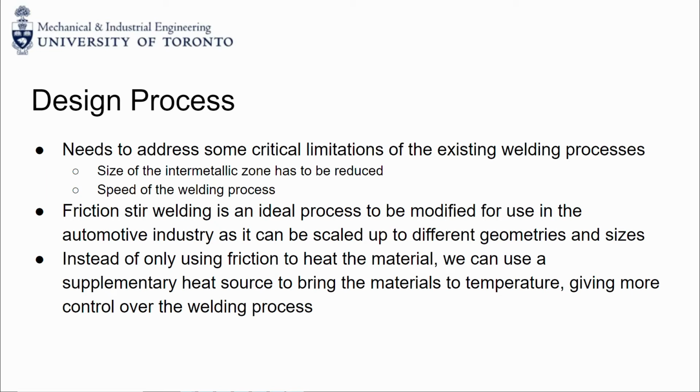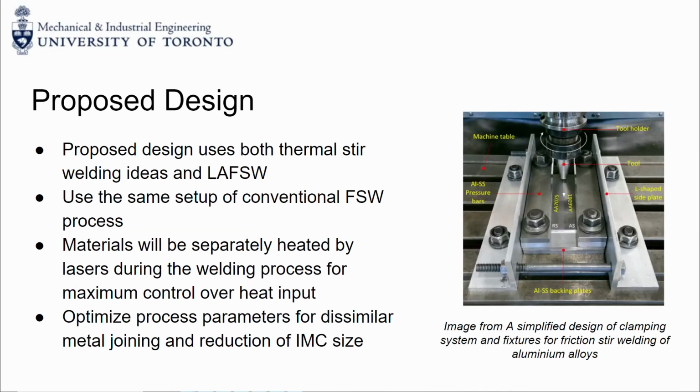So we chose to modify friction stir welding because it's an ideal process that can be scaled up to different geometries and sizes, which is useful in the automotive industry and has been modified a lot in literature. So there's a lot of information and data we can take from it.